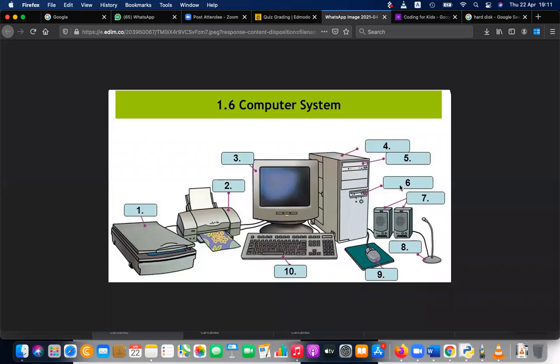6, I think you have not seen, but it is floppy disk drive, right? Hard disk and CPU are not visible. They are inside the system unit, and the main memory is also inside, so you cannot see them. 7, speakers. 8, microphone. 9, mouse. 10, keyboard. Right, okay.